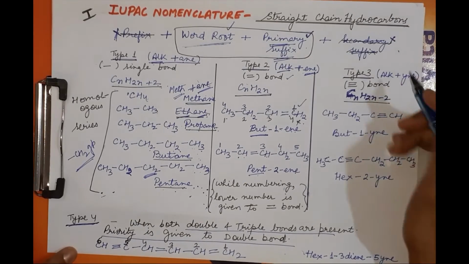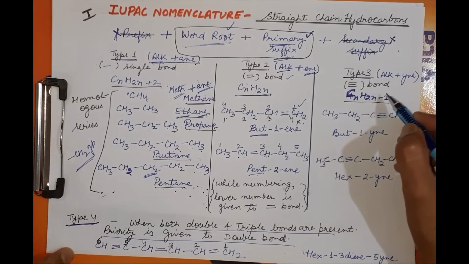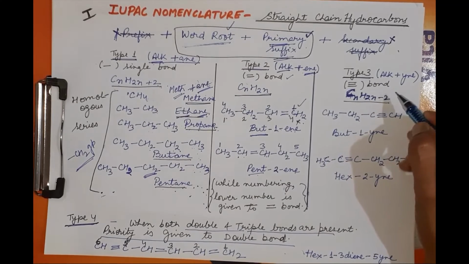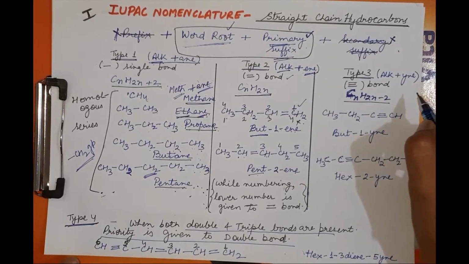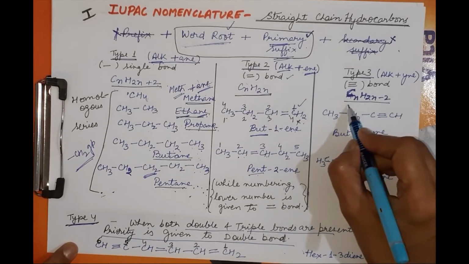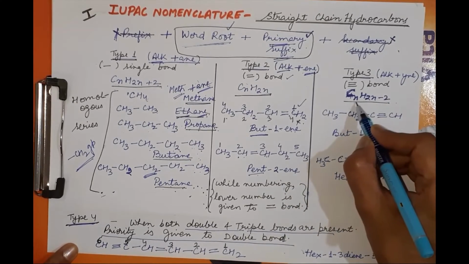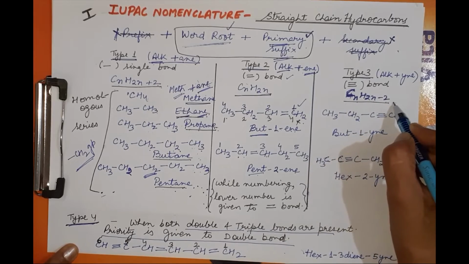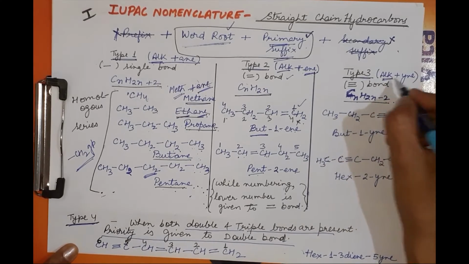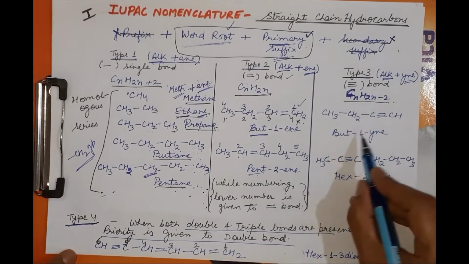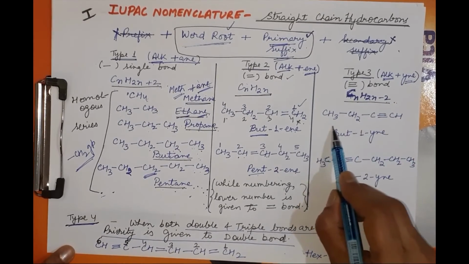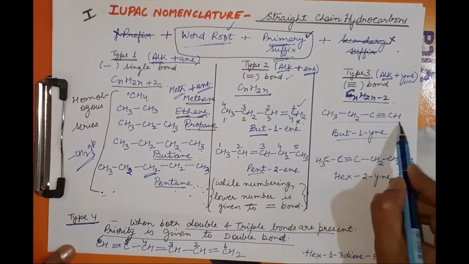So the third type is one in which unsaturation is present, meaning the compound has a triple bond. The general formula for these compounds is CnH2n-2 and they are written like this: alk plus yne. Okay, so let us see the first example. So this is one compound.